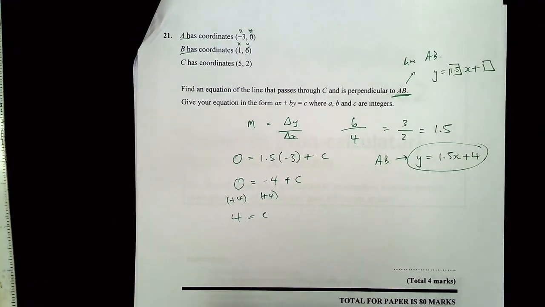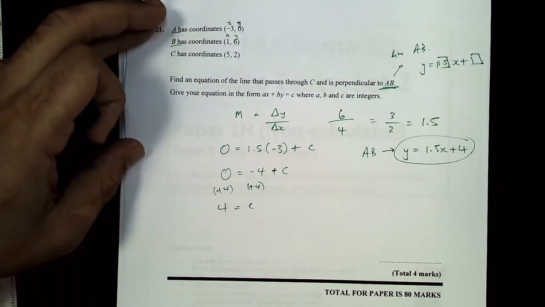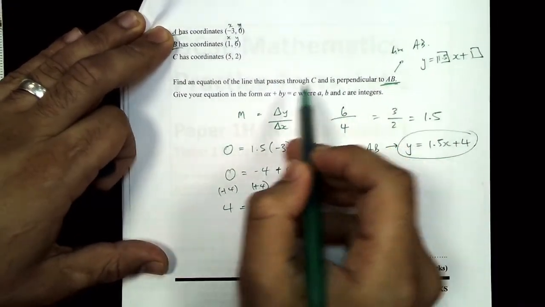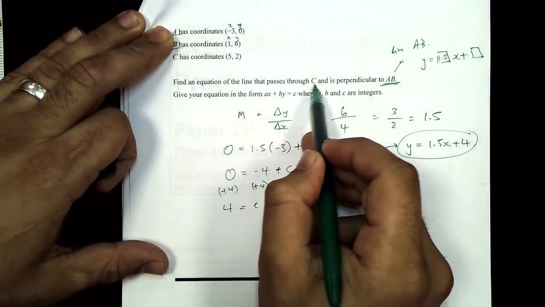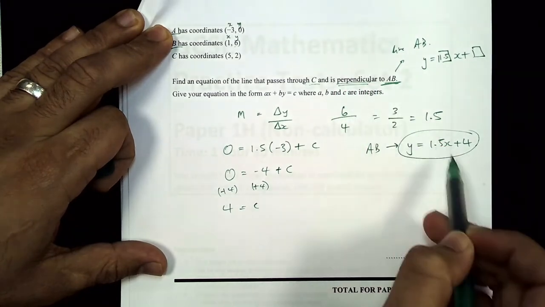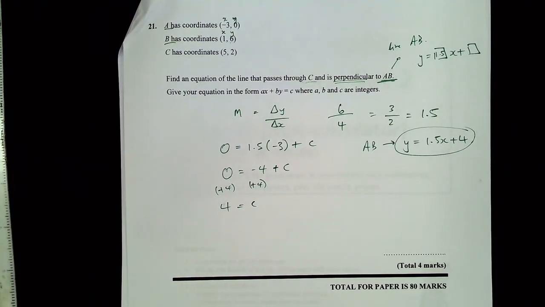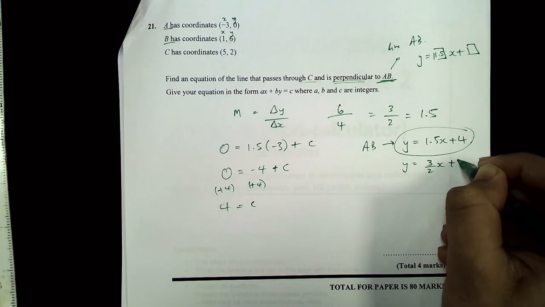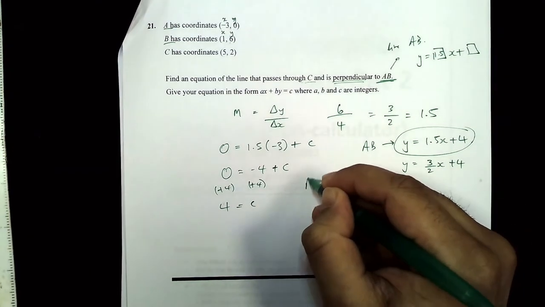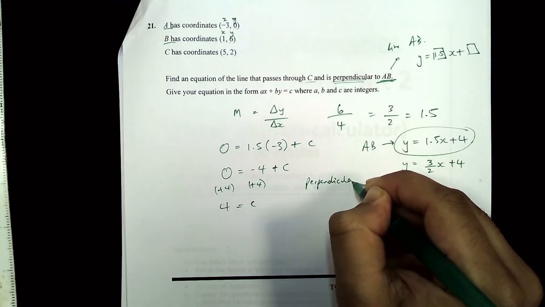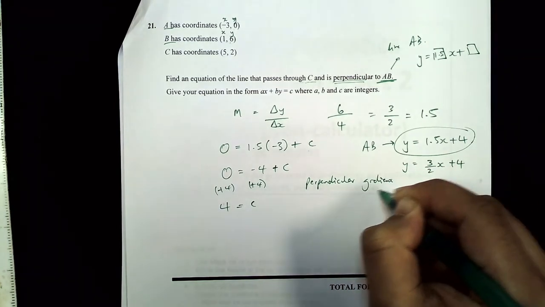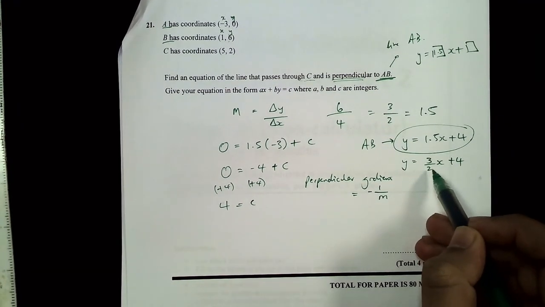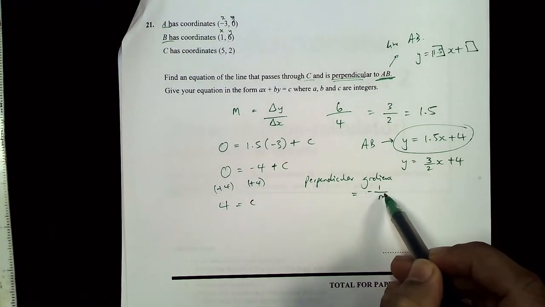That is like two-thirds of the question done. Well, I say two-thirds, maybe half of the question done. The last bit then is to work out the equation of the line that passes through C and is perpendicular to AB. So what I'm going to do is rewrite that as a fraction, because you may find it easier in a minute. Now, perpendicular gradient would be minus 1 over m. So whatever the gradient was, which is 3 over 2, minus 1 over that.